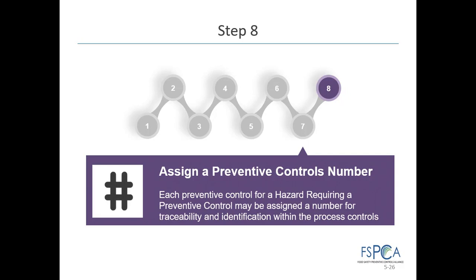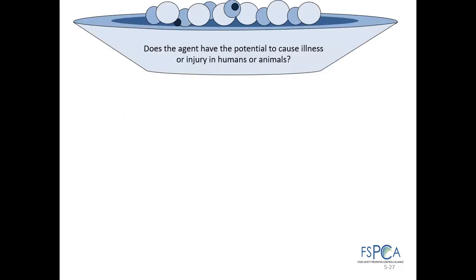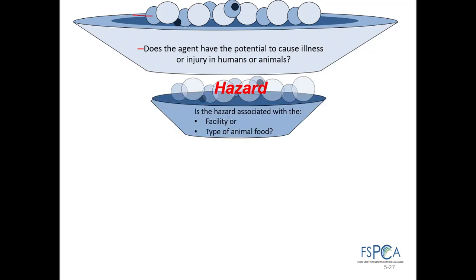I'm going to put this back into the original graphic of our different 3 buckets and kind of summarize all of that. So remember up here we had everything ever possible in the world. We ask ourselves, can it cause illness or injury? If it can, we call it a hazard. Then we put those into bucket number 2 and say, can this be associated with my facility or my type of animal food? If the answer is yes, then we call those known or reasonably foreseeable hazards.